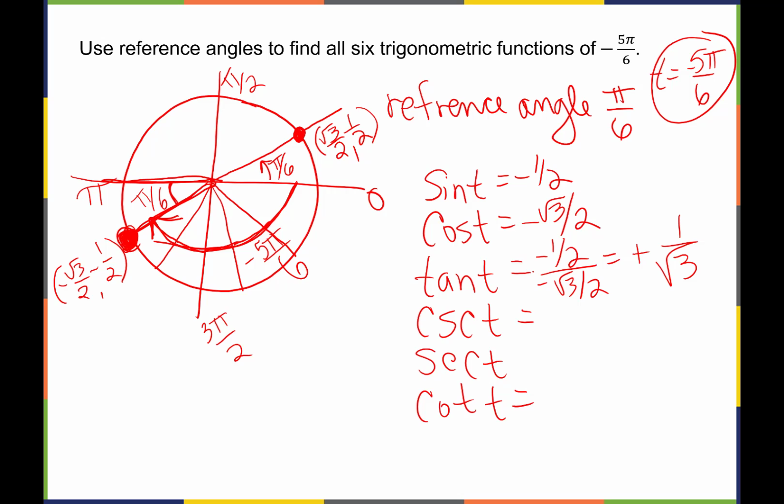Cosecant is the reciprocal of sine. The reciprocal of sine is -2. In the third quadrant, cosecant is negative, so that's correct. Secant is the reciprocal of cosine, so that's minus 2 over the square root of 3. Secant in the third quadrant should be negative. Cotangent is the reciprocal of tangent, so that's the square root of 3 over 1, positive, which is the square root of 3. And if you look at the previous slide that we just did, you'll see in the third quadrant, the only ones that are positive should be tangent and cotangent, which is what we have here. And everything else in the third quadrant should be negative.